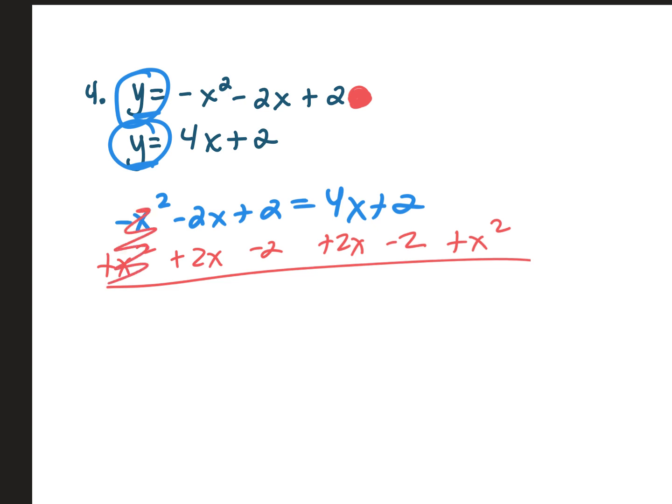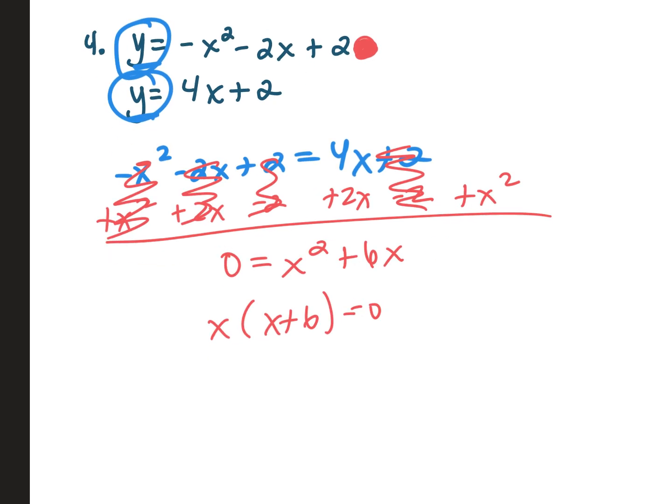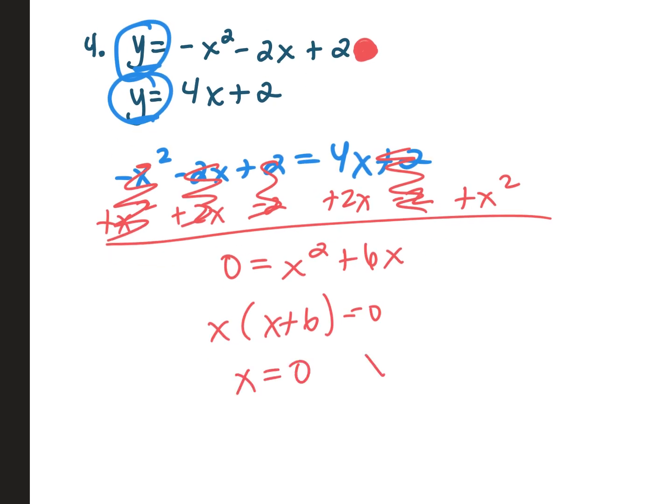Okay, so this cancels, this cancels, this cancels. So 0 equals, I'm going to write it in standard form, x squared plus 6x. And that cancels. Now, do you guys know how to solve this? How do we solve it? Take out the x, you're left with x plus 6, and then solve for each. So x equals 0 and x equals negative 6.